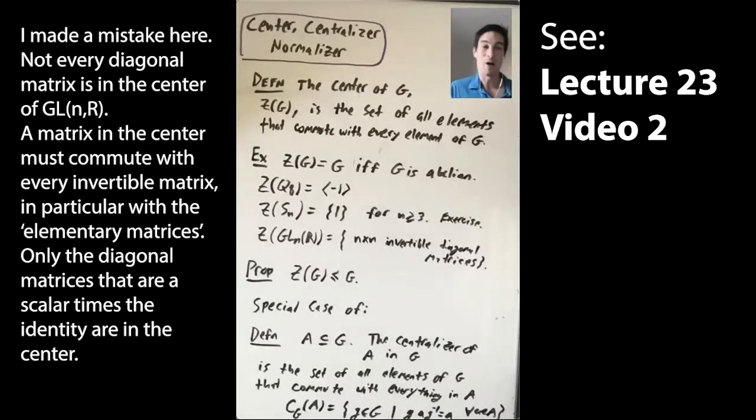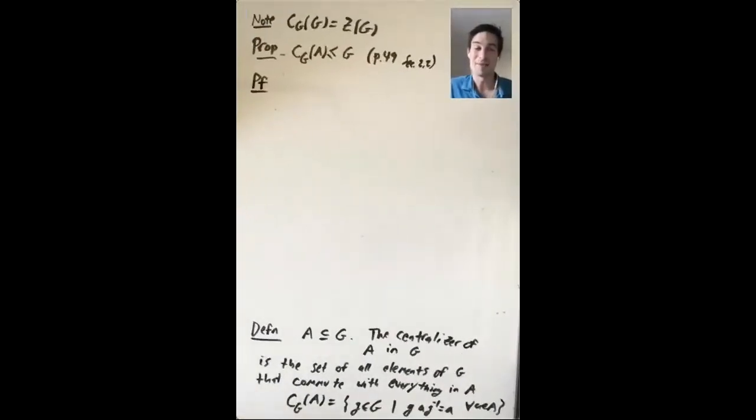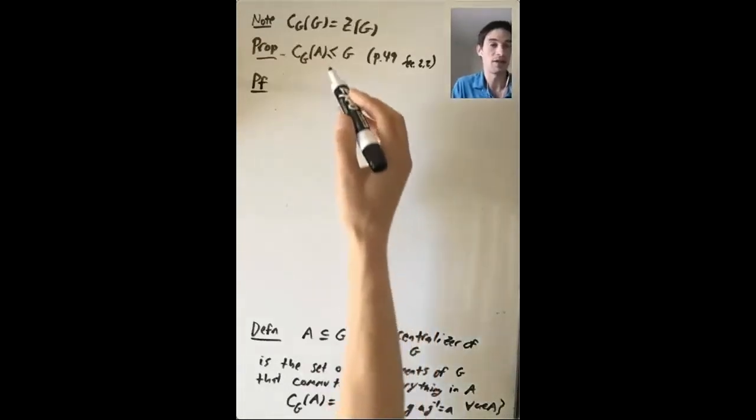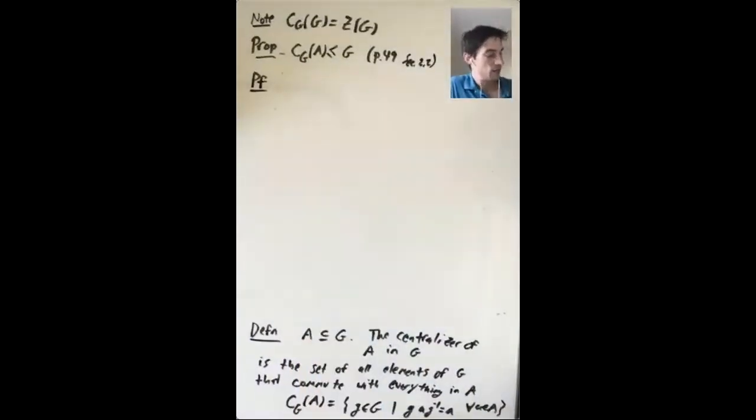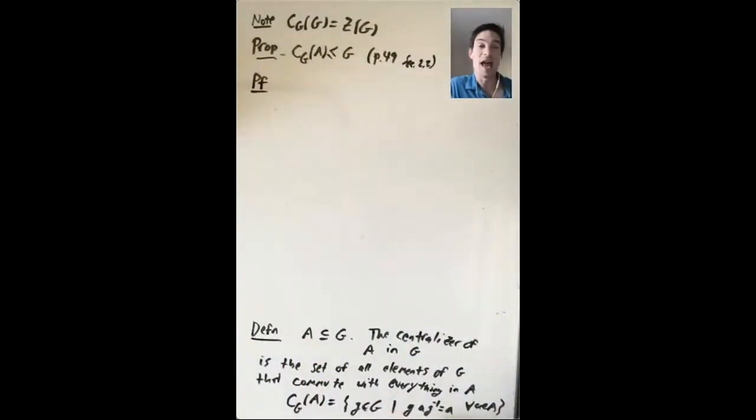So I'll pause and erase, and I'll talk a little bit more about centralizers. The centralizer of a subset A in G is the set of all elements that commute with everything in A, which is the same as saying it's the set of all elements g of G so that gag^{-1} equals a for all little a in the set A. So first note, if you let A be the entire group G, then you're asking for the set of all elements of G that commute with every element of G, and that is the definition of the center.